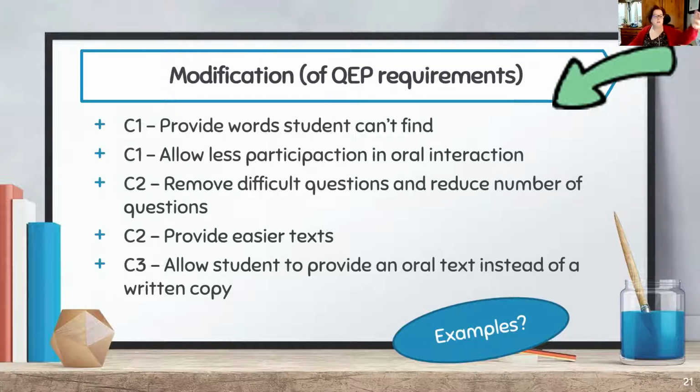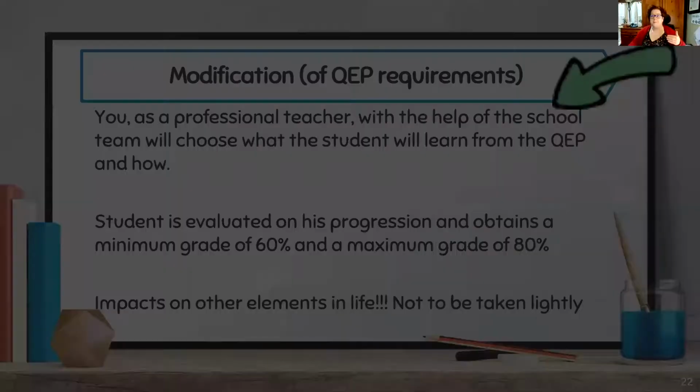I know that in a 20-minute period, he can't do 12 questions, but he will be able to do 2 or 3. So you have that in here. You will provide easier texts. We're not just giving different levels, we're actually giving easier material. And we will allow the student to provide an oral text instead of a written copy. These are only examples, but in the best practices and in the tools that we have online, you have the whole list of a variety of different ways of doing it, okay?